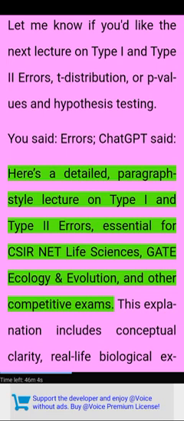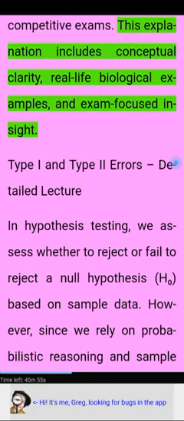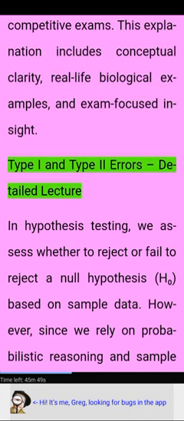Here's a detailed, paragraph-style lecture on type 1 and type 2 errors, essential for CSIR NET Life Sciences, GATE Ecology and Evolution, and other competitive exams. This explanation includes conceptual clarity, real-life biological examples, and exam-focused insight. Type 1 and type 2 errors, detailed lecture.